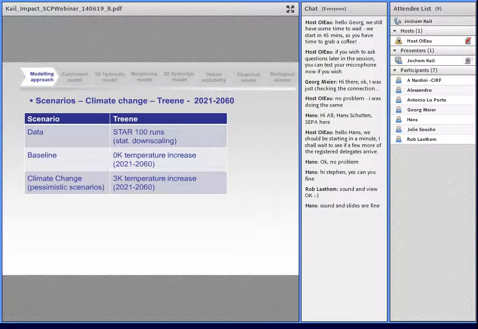And the scenarios we did investigate was first of all a climate change scenario, and here we used data from the so-called STAR climate change scenarios. These are regional climate change data which were derived from global climate change models by statistical downscaling. And we had one baseline scenario where we assumed no increase in temperature, and a rather pessimistic climate change scenario where we assumed an increase of temperature up to 3 degrees. So you can see it's a rather pessimistic one.